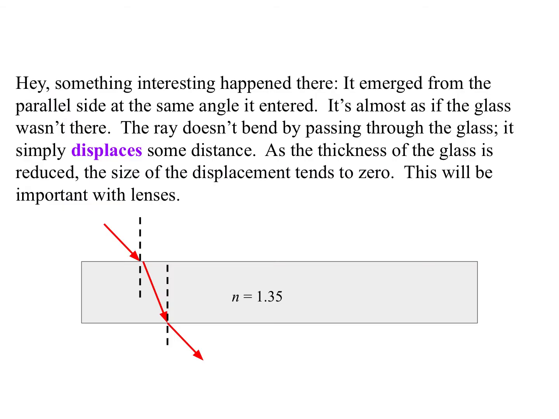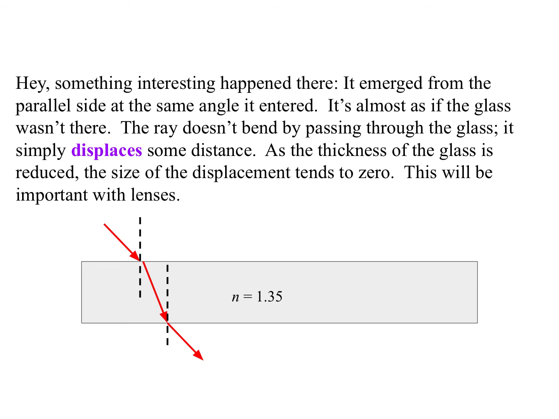Hey, something interesting happened here. It emerged from the parallel side at the same angle that it entered. It's almost as if the glass wasn't there. The ray doesn't bend by passing through the glass, it simply displaces some distance. As the thickness of the glass is reduced, the size of the displacement tends to zero. This will be important for lenses.